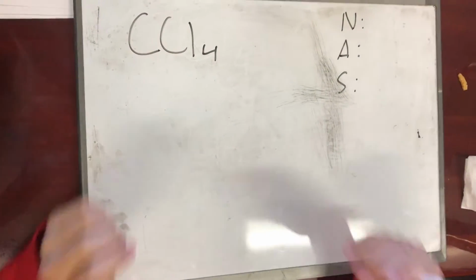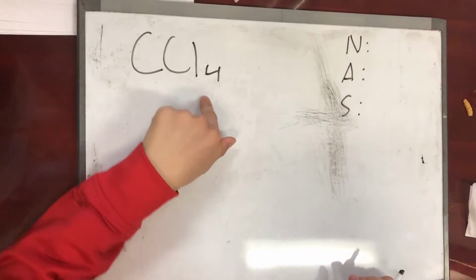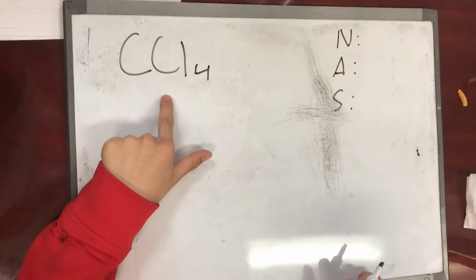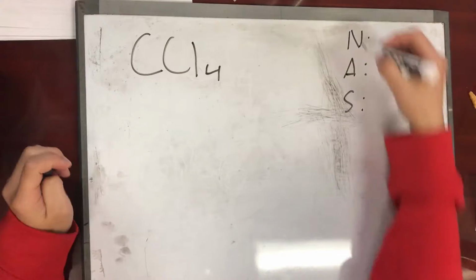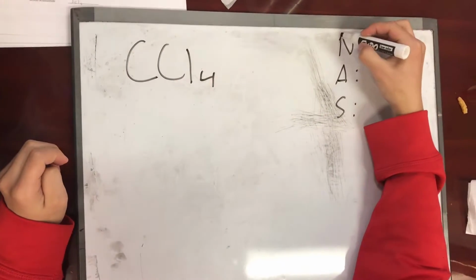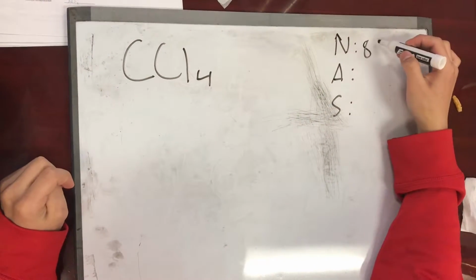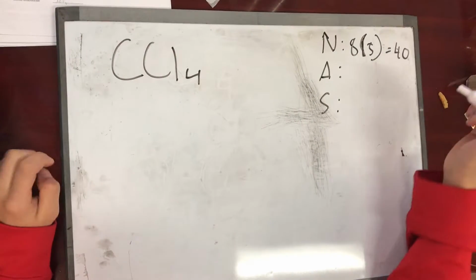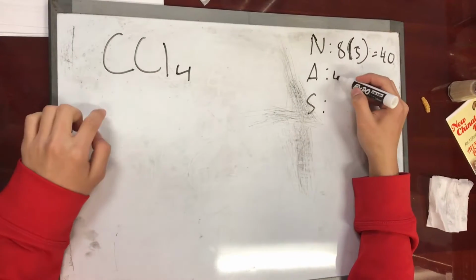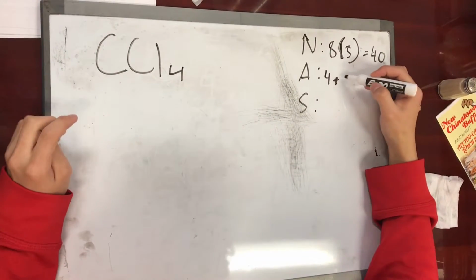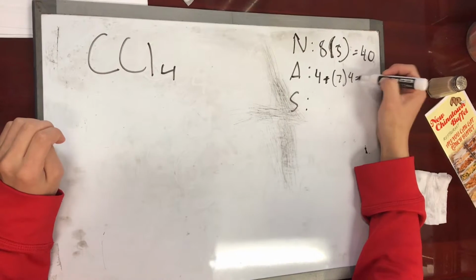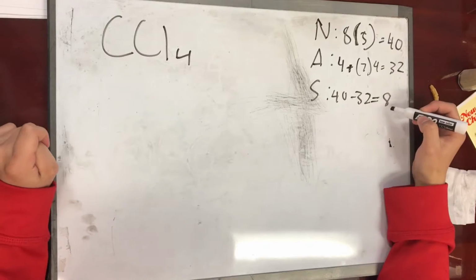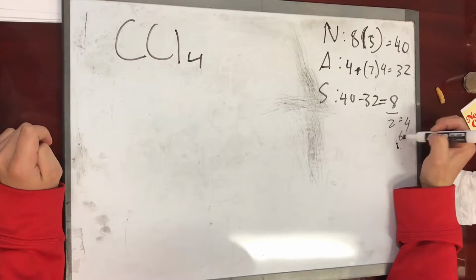Another example of a covalent compound is carbon tetrachloride, which is CCl4. You can tell because both of these elements are nonmetals. For the need, each one needs 8 valence electrons according to the octet rule. And there's 5 total atoms, which means 40 total electrons. For available, carbon has 4 and chlorine has 7. And there's 4 of them, which equals 32. 40 minus 32 is 8 electrons. Divided by 2 equals 4 bonds that they need.